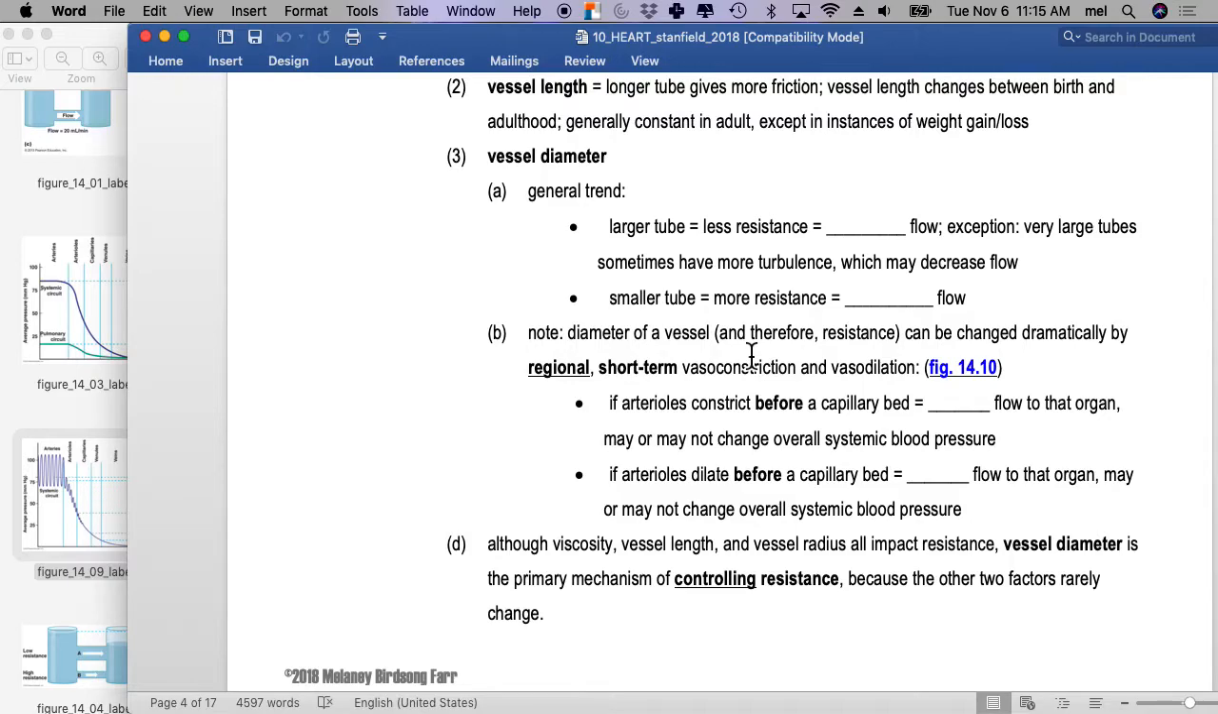If I kept the numbers constant but increased the distance between P1 and P2, then I'm going to have more friction. So it's like trying to blow milk through a tube that's this long versus a tube that's 10 feet long. In order to get flow from point 1 to point 2, I'm going to have to increase pressure or else I'm not going to get the flow, right? So a longer tube gives more friction.